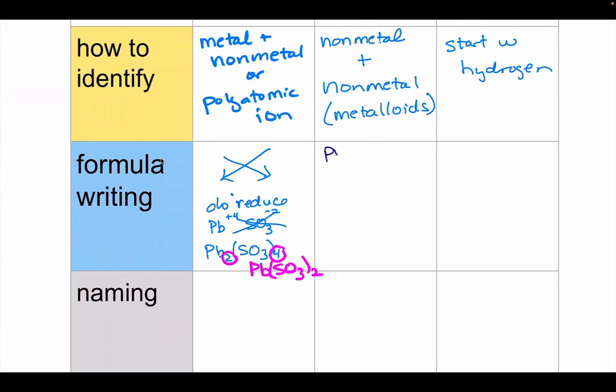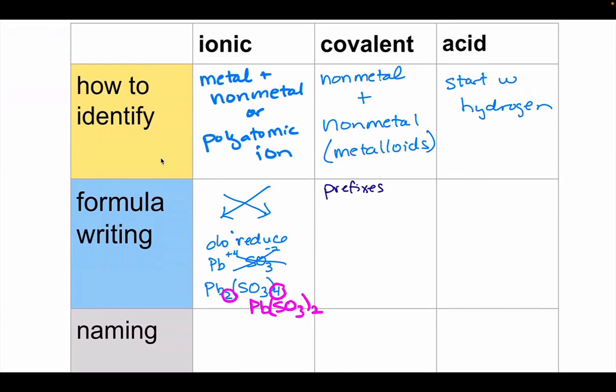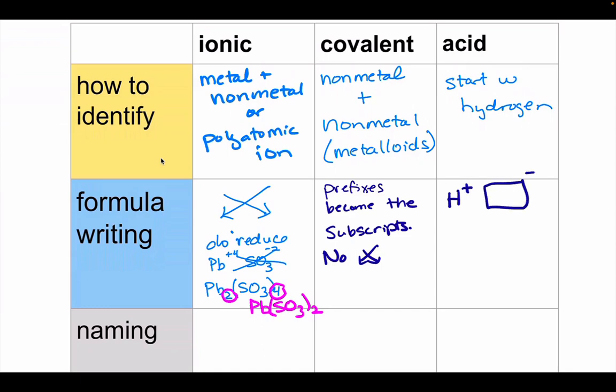Nonmetals, covalent compounds with nonmetals, the prefixes become the subscripts. So there's no crisscrossing. You don't need a balanced charge. You just go with the name. And acids are always going to be hydrogen and then some other anion with a negative charge. And you will crisscross these to write the formula.